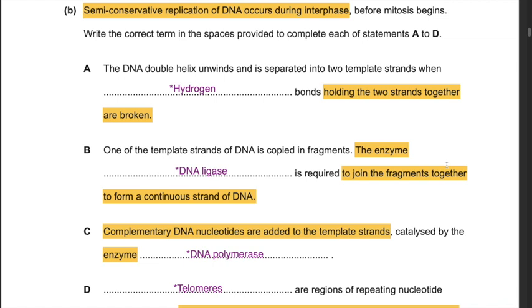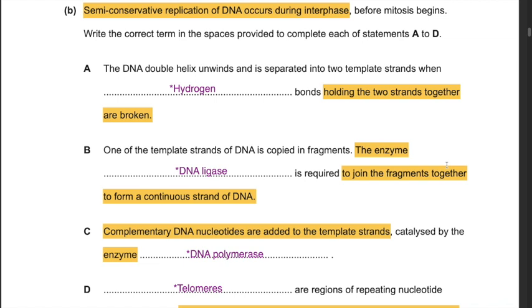Part B. Semi-conservative replication of DNA occurs during interphase before mitosis begins. Write the correct term in the spaces provided to complete each of statements A to D. A. The DNA double helix unwinds and is separated into 2 template strands when blank holding the 2 strands together are broken. Remember, over here they are considering the process known as DNA replication, and initially in a DNA molecule the 2 strands are held together by hydrogen bonds. Therefore, the first answer should be hydrogen bonds, because it is the hydrogen bonds that hold the 2 strands together, which are then broken when it unwinds.